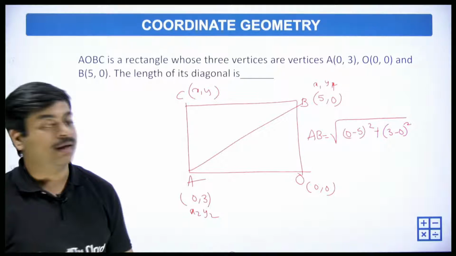In a rectangle, both the diagonals' lengths are equal. Okay, so moving forward to the next question. Find the coordinates of the point which divides the line segment joining the points 4, minus 3 and 8, 5 in the ratio 3:1.